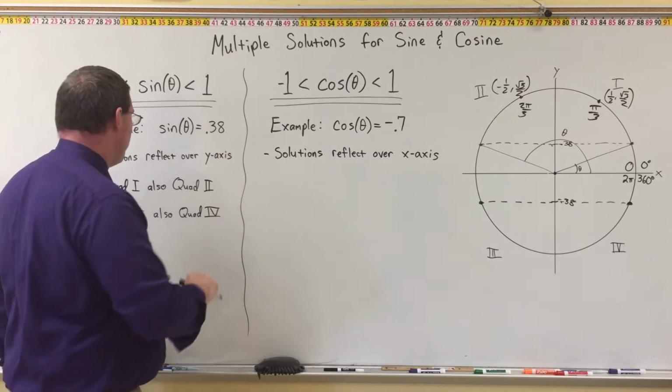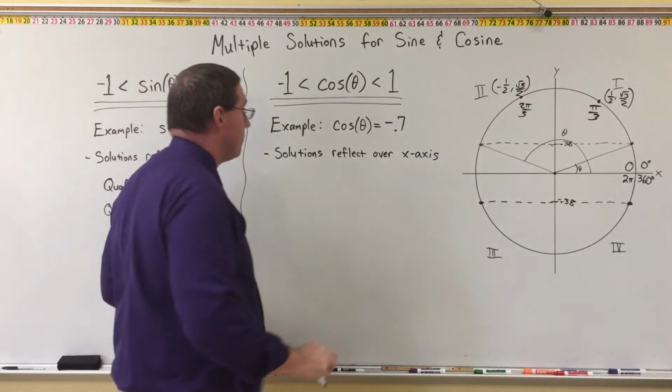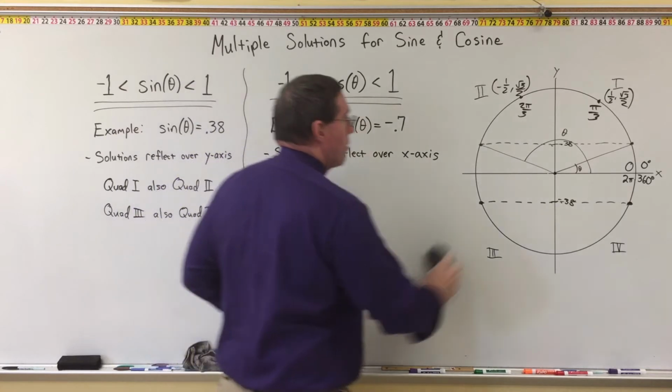Let me move this back to 0.38. Let's say that cosine of theta, let me erase some of this right here.